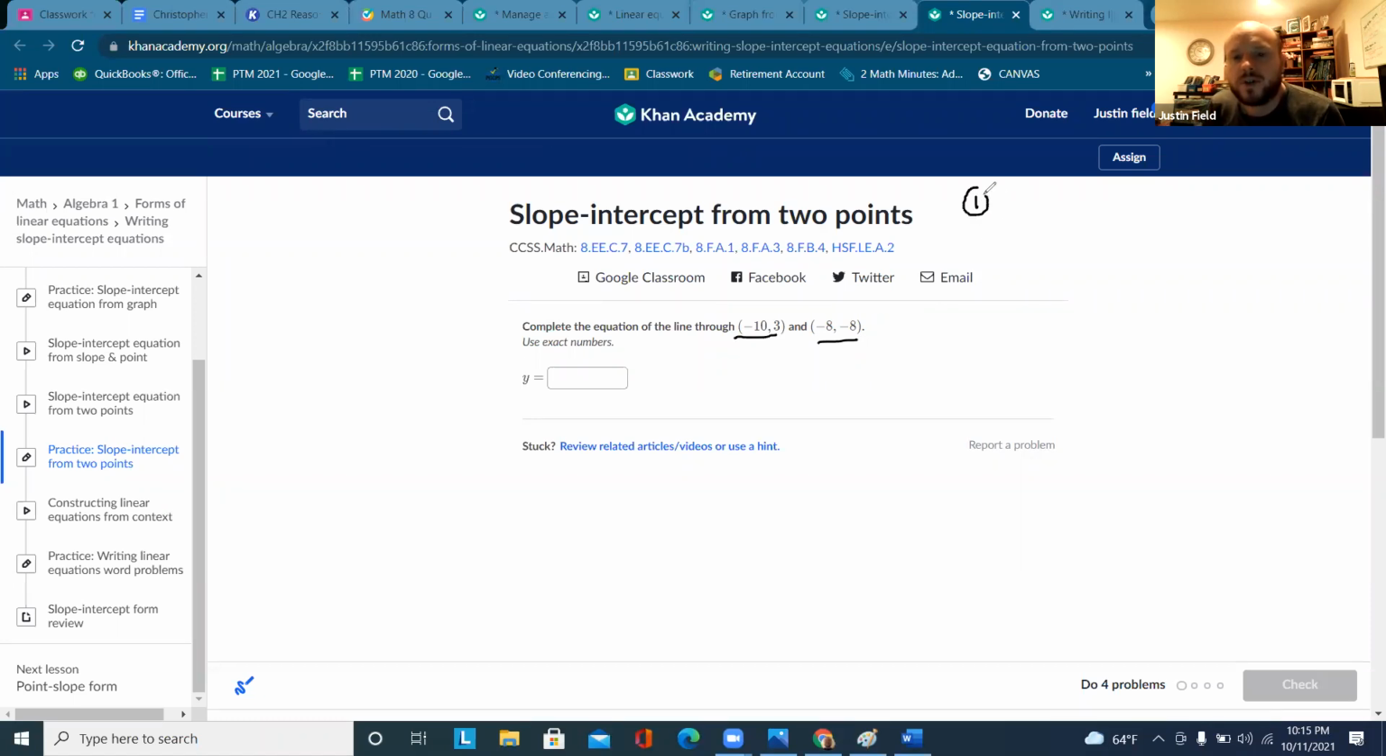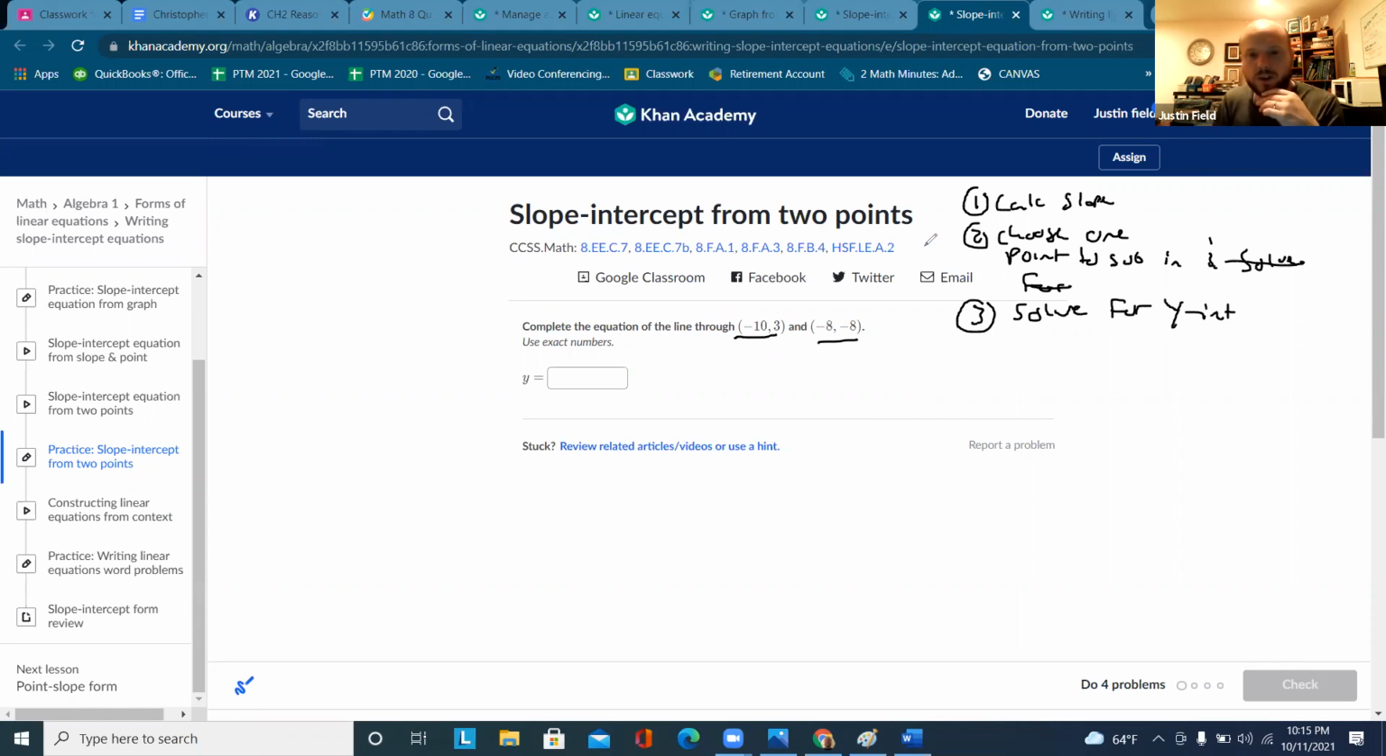So the first thing we do is calculate the slope, and then choose one point to sub in and solve for. Number three is solve for the y-intercept. Okay, so watch how I do it.